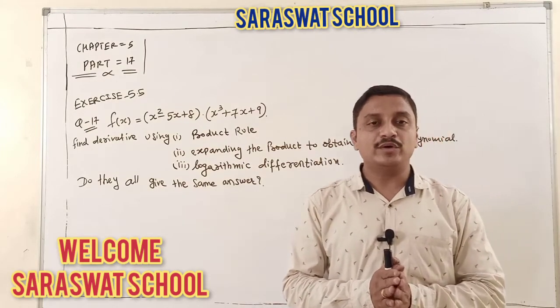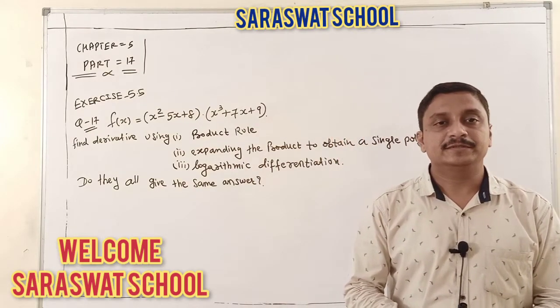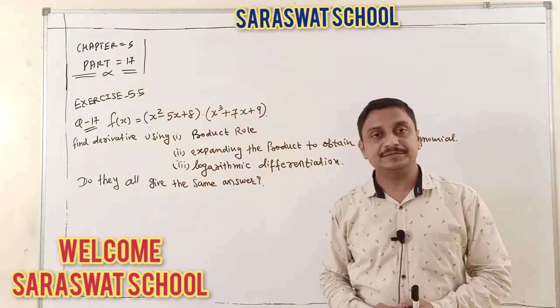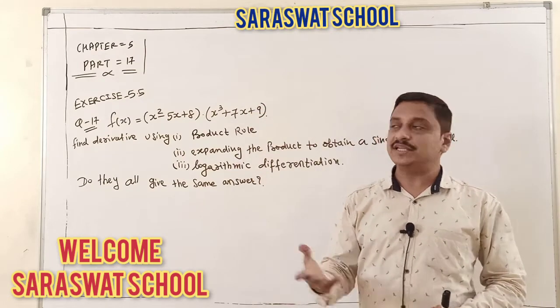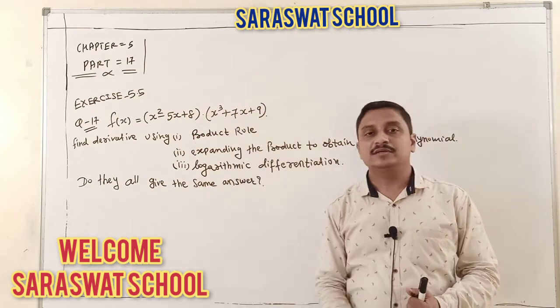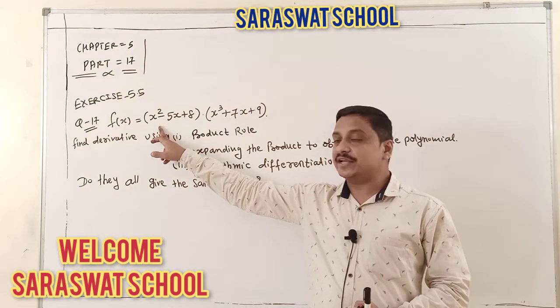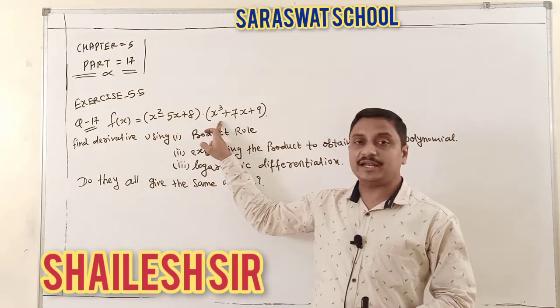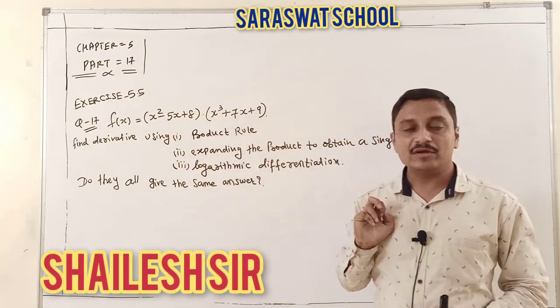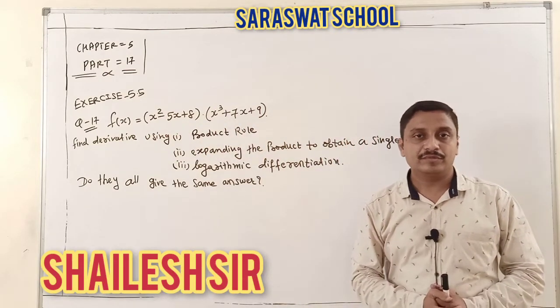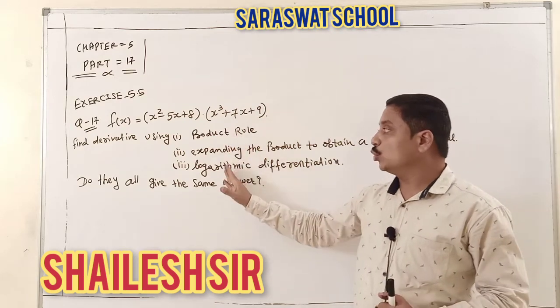Students, today I am going to do chapter 5, part 17. Our remaining questions in exercise 5.5, question number 17. Now the question is there: x square minus 5x plus 8 and x cube plus 7x plus 9. Find the derivative using these three rules.